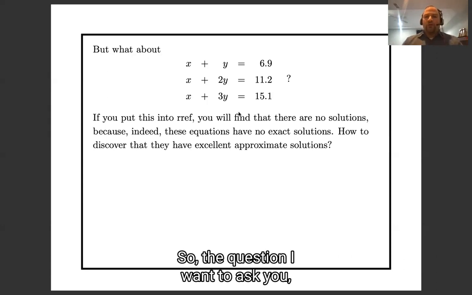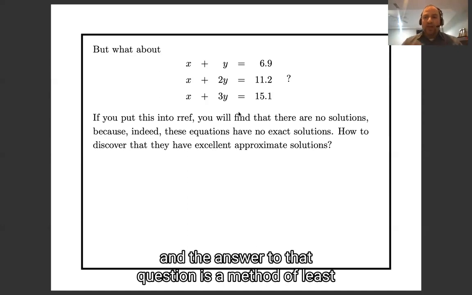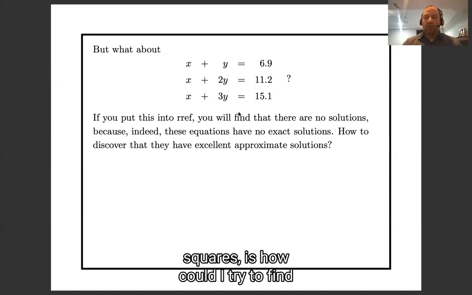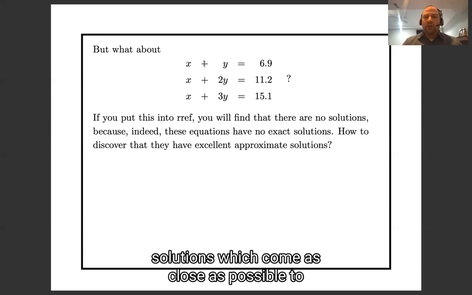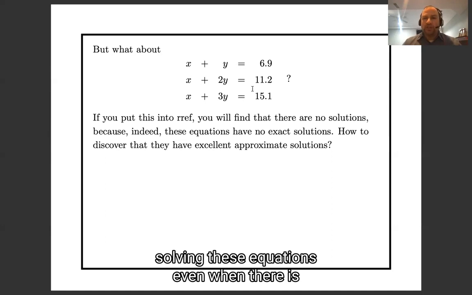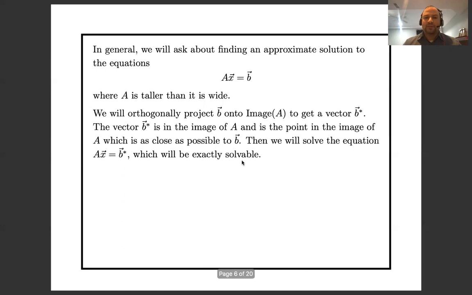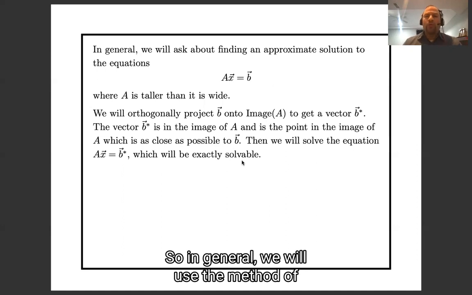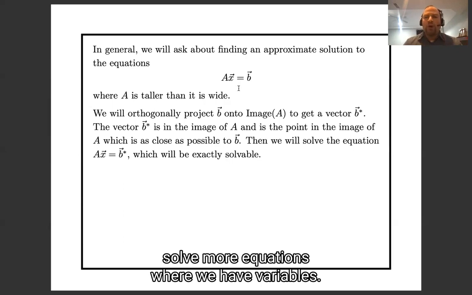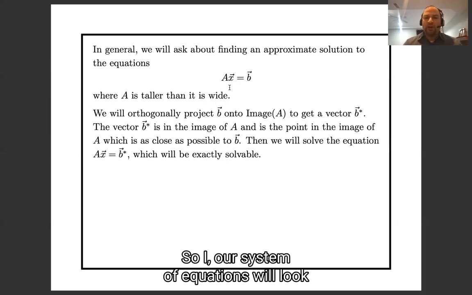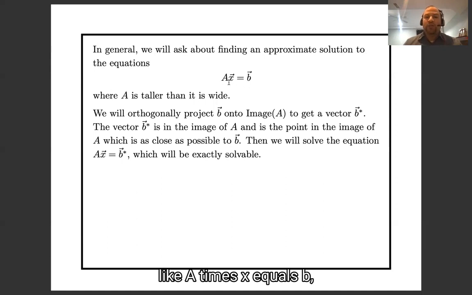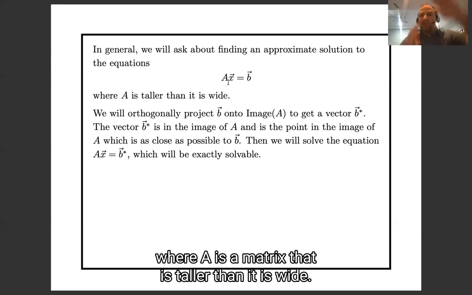So the question I want to ask you, and the answer to that question is the method of least squares, is how could I try to find solutions which come as close as possible to solving these equations, even when there is not an exact solution? So in general, we will use the method of least squares when we have more equations than variables. So our system of equations will look like AX equals B, where A is a matrix that is taller than it is wide.